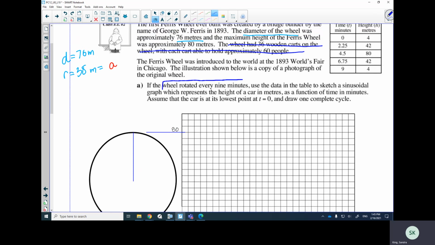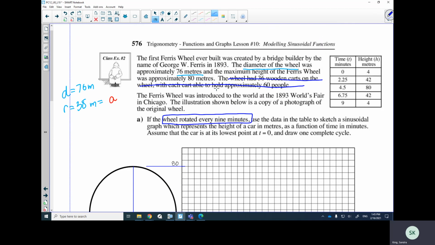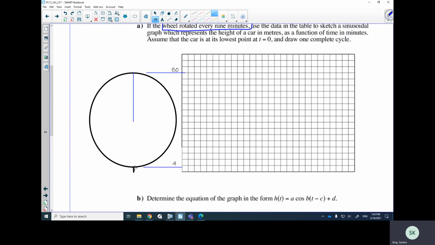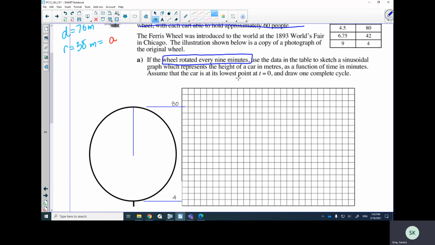The wheel rotates every 9 minutes. So what that means is this. They were super slow back in the day, back in the 1800s. Do you know what 9 minutes is? That's the period. From when you get on, it's going to take 9 minutes for you to have your ride. One ride, one revolution around is 9 minutes. So the wheel rotates every 9 minutes. That is the period. Okay? So the period is equal to 9.